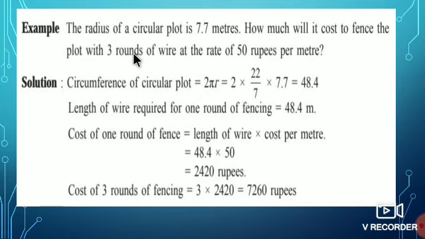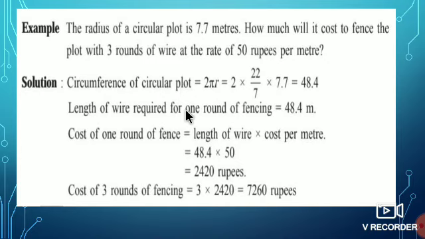So for that we should first find out the circumference of the circular plot. 2 pi r is equal to 2 into 22 upon 7 into 7.7. This is the radius. After calculating you will get 48.4 here. Now you know the circumference of the plot.